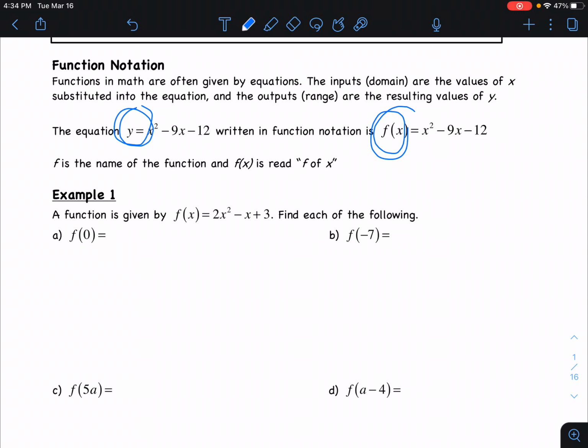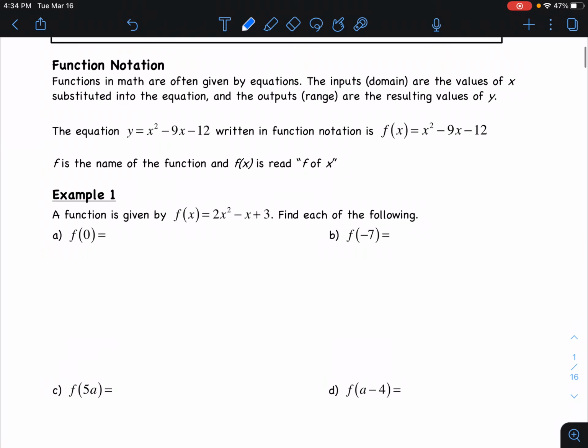Instead of f of x, you could label things g of x, h of x, i of x. It's just, instead of giving a number to it, you're giving a letter to it to identify it. Okay, so again, f is the name of the function, and f of x is read as, well, I just said it, f of x.